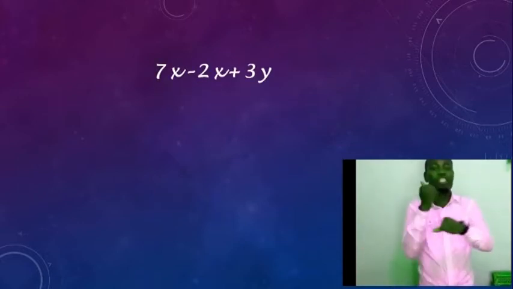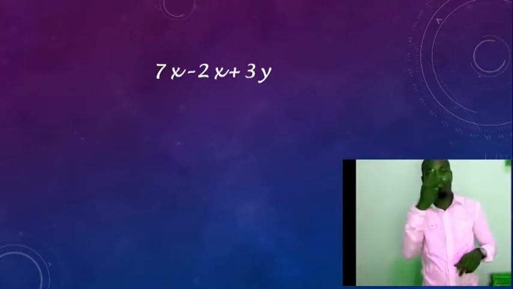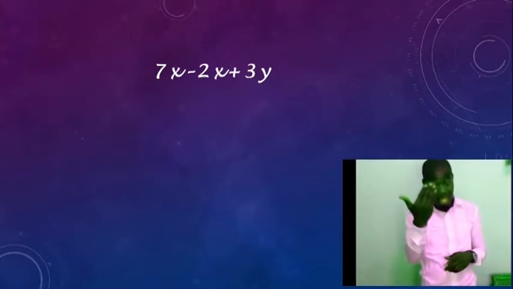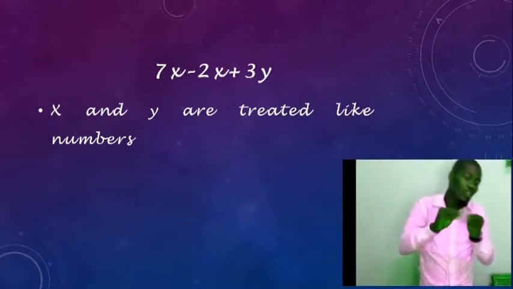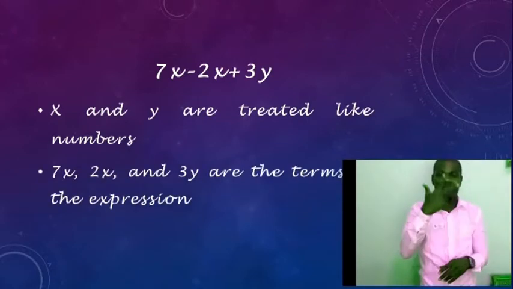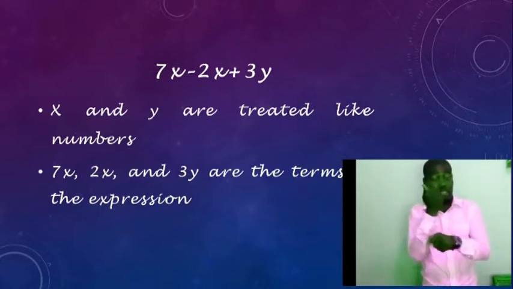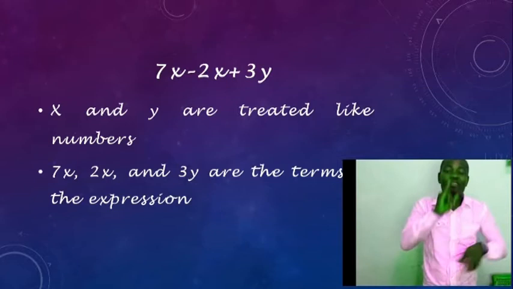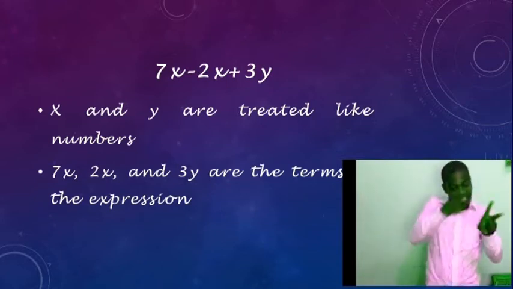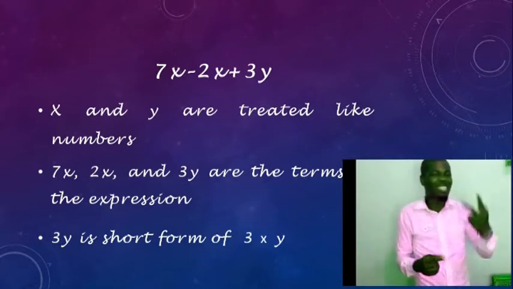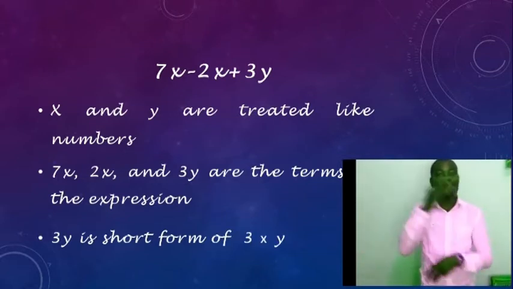This is an example of an algebraic expression: 7x minus 2x plus 3y. x and y are treated like numbers, and 7x, 2x, and 3y are the terms of this algebraic expression. The 7x is the same as 7 times x, 2x is the same as 2 times x, and the 3y is the short form of 3 times y.